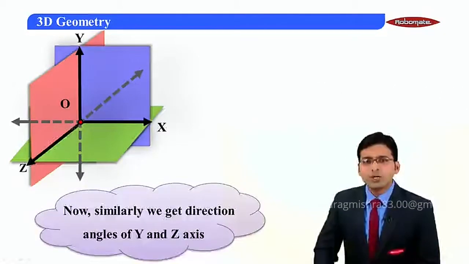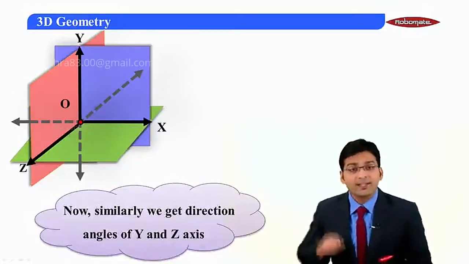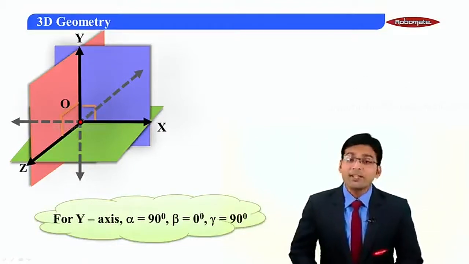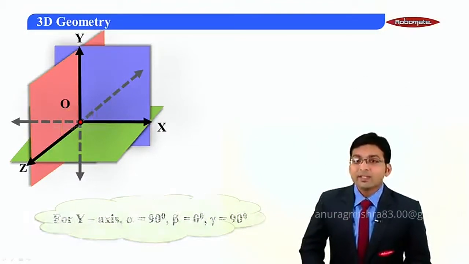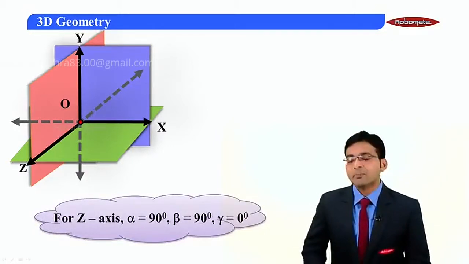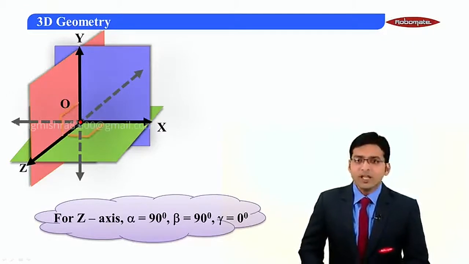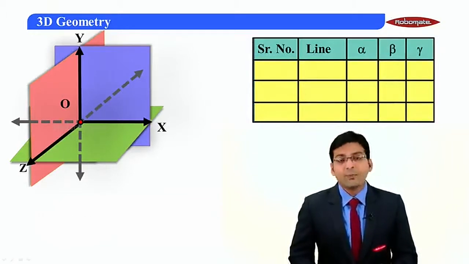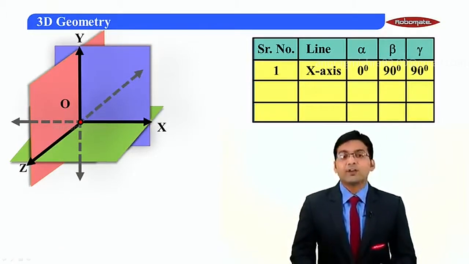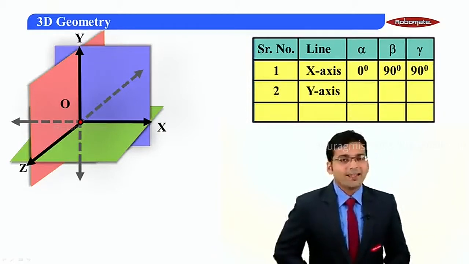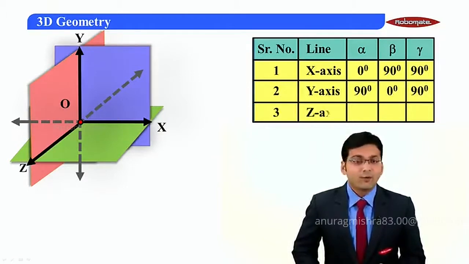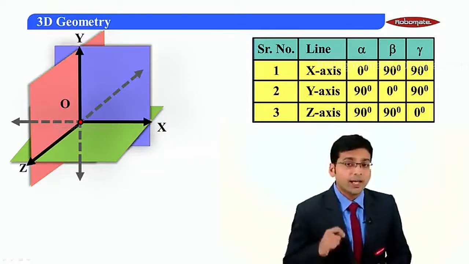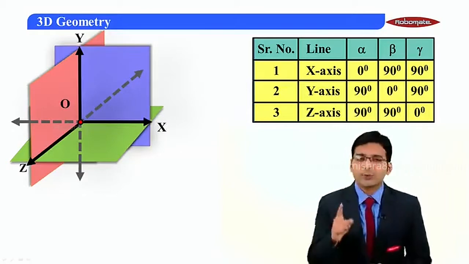Right? Now similarly students, we can get direction angles of y and z axis. So if we see in the diagram, we can say for y axis alpha is 90, beta is 0 and gamma is 90. Similarly for z axis alpha is 90, beta is 90 and gamma is 0 degrees. Right? Now let us summarize these results all together. So here we have a table which says line, alpha, beta, gamma. So first is x-axis, alpha is 0, 90, 90. For y-axis, alpha, beta, gamma are 90, 0, 90. And for z, they are 90 degrees, 90 degrees, 0 degrees. Right students? So here we calculated direction angles for standard lines, that is X, Y, Z axis.